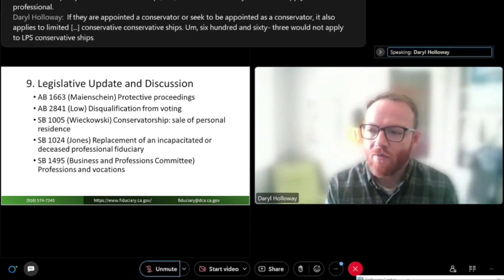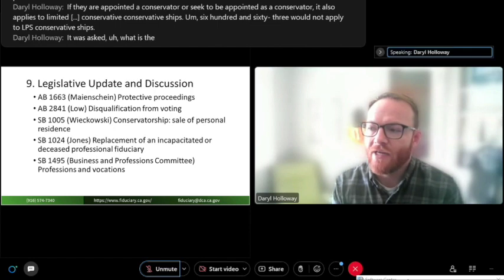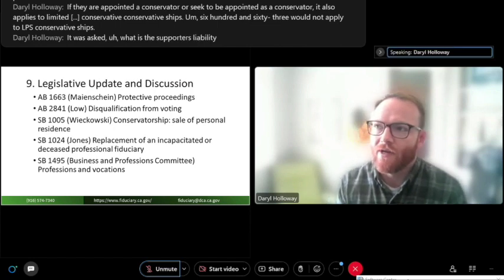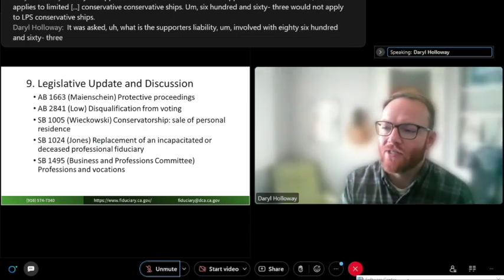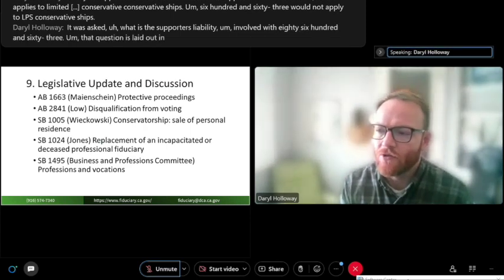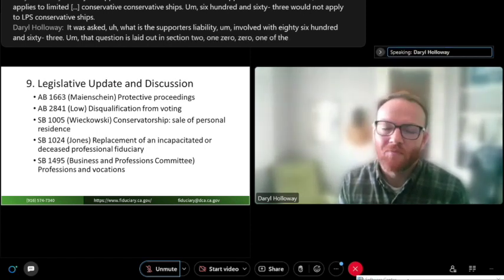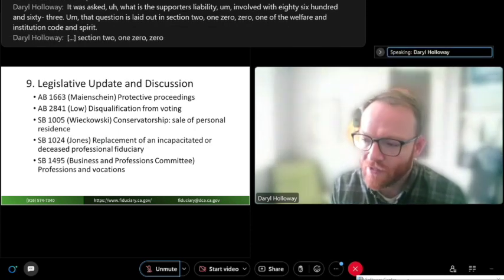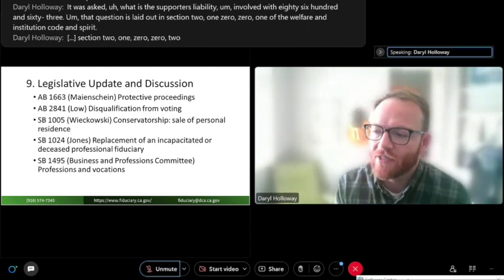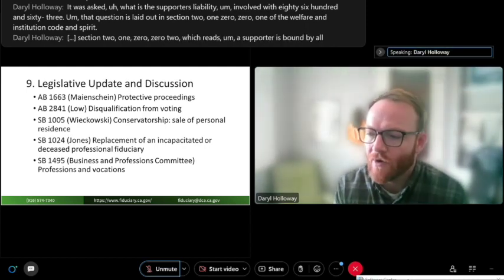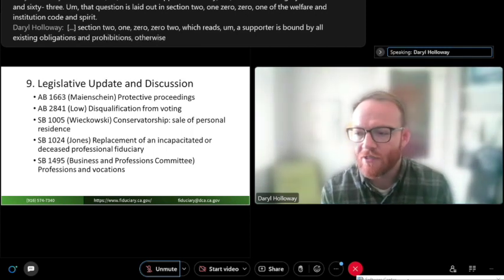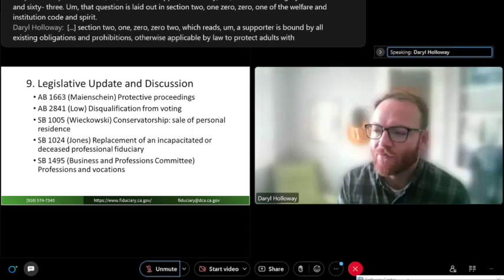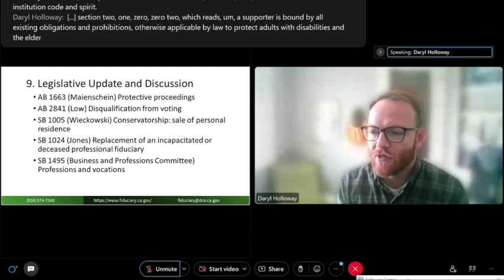It was asked, what is the supporter's liability involved with AB 1663? The answer to this question is laid out in section 21001 of the Welfare and Institutions Code, and specifically section 21002, which reads, a supporter is bound by all existing obligations and prohibitions otherwise applicable by law to protect adults with disabilities and the elderly from fraud, abuse, neglect, coercion, or mistreatment.